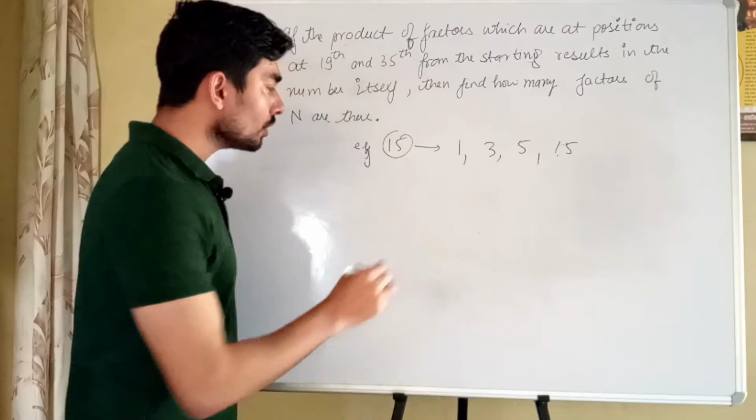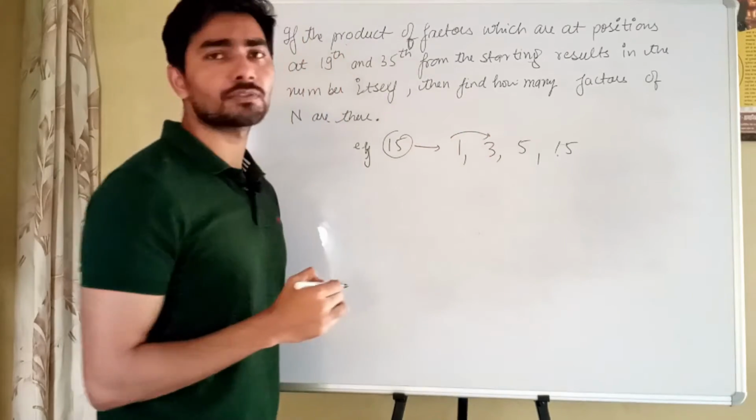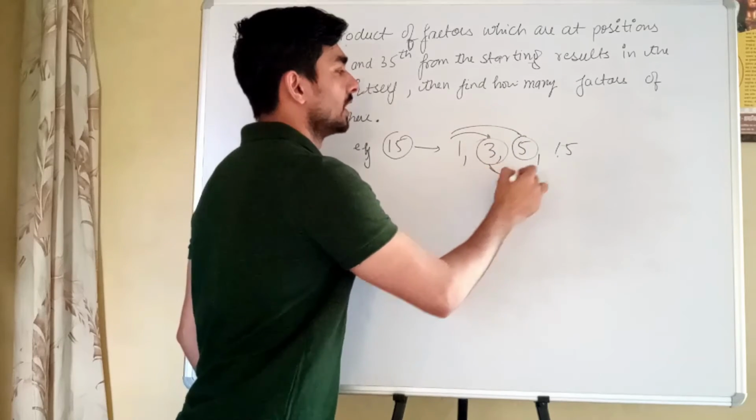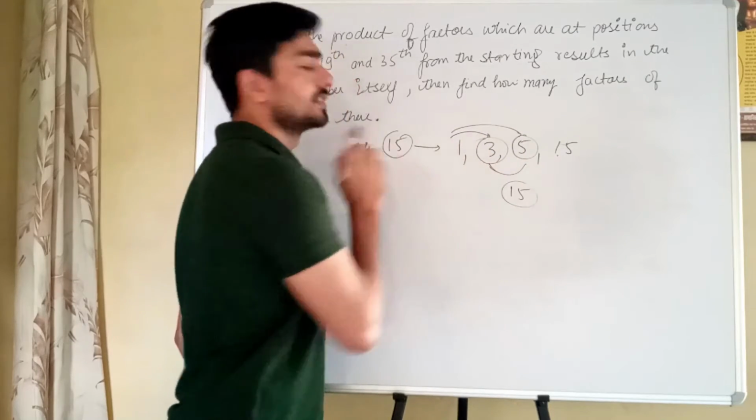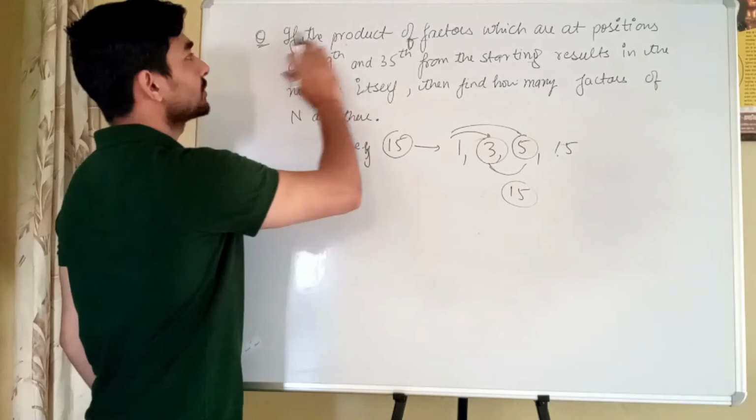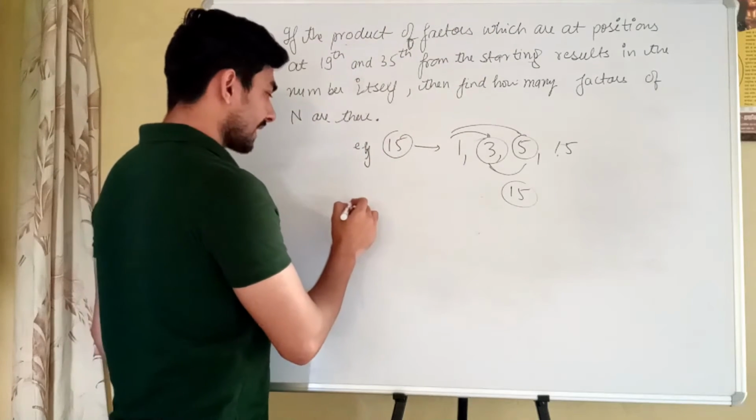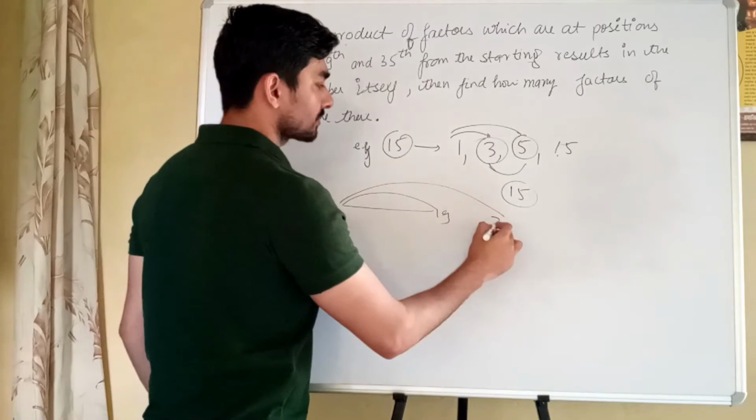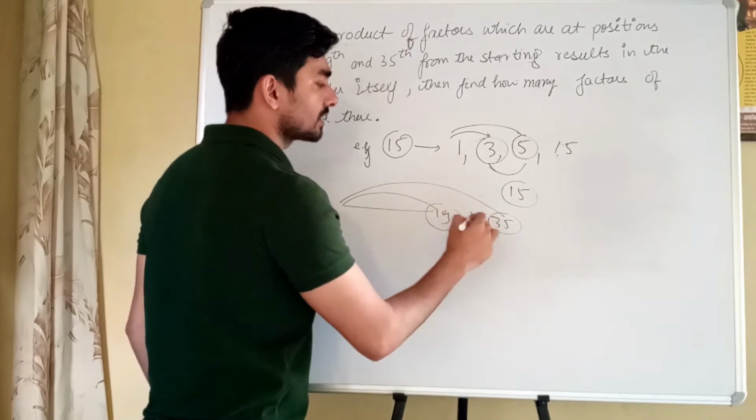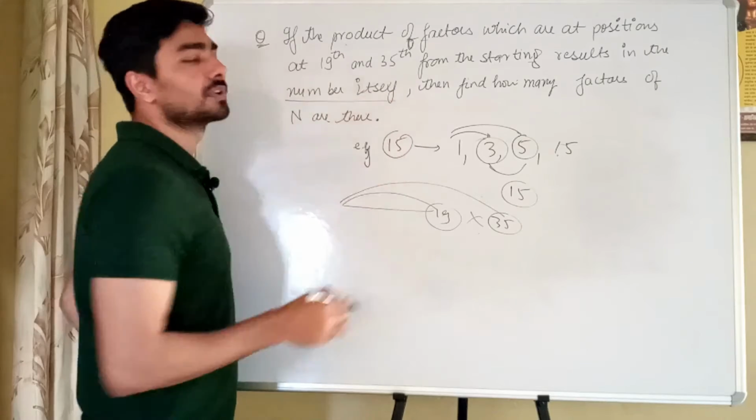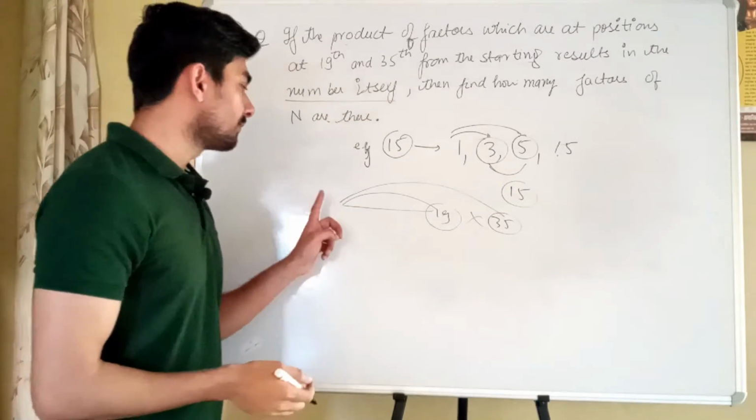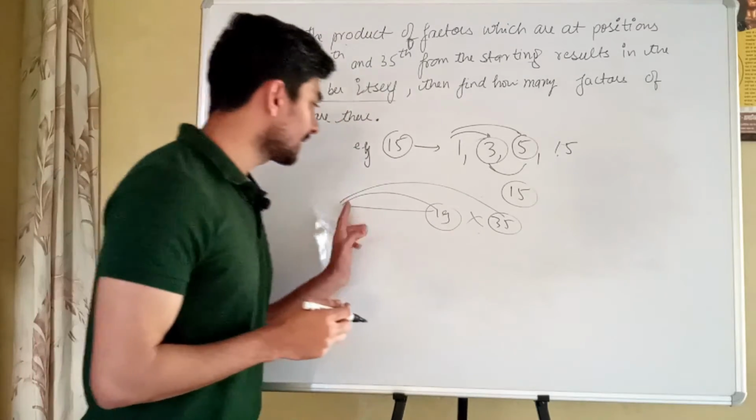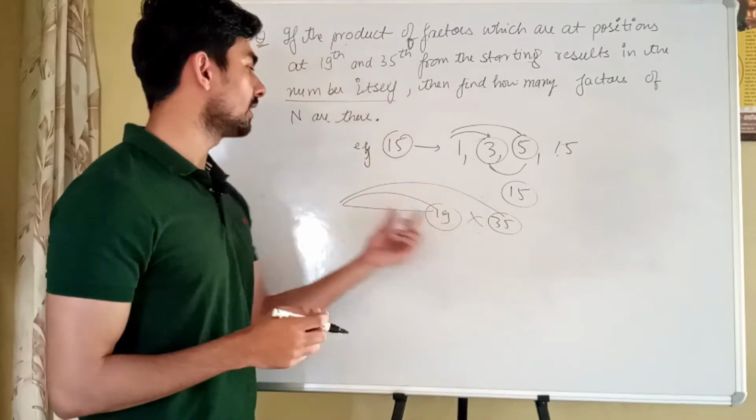Okay, so the second factor from the starting and the third factor from the starting, if we multiply both these factors with each other, we will get the number itself. In the same way, the question is saying if the 19th factor from the starting and the 35th factor from the starting are multiplied, we will get the number itself.